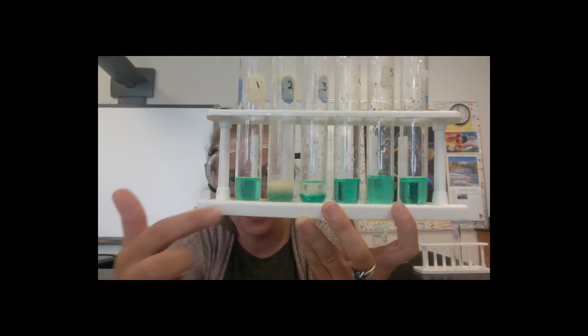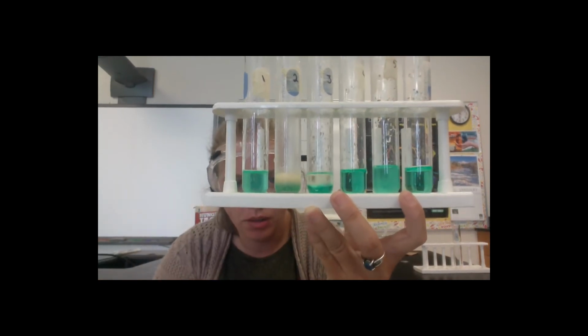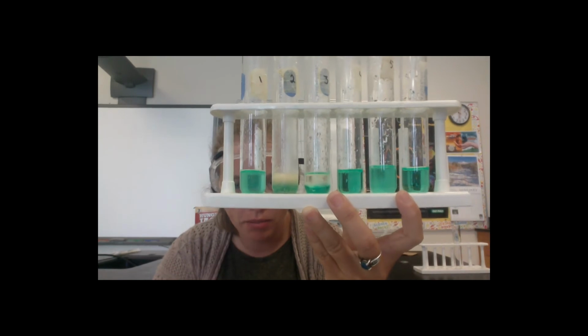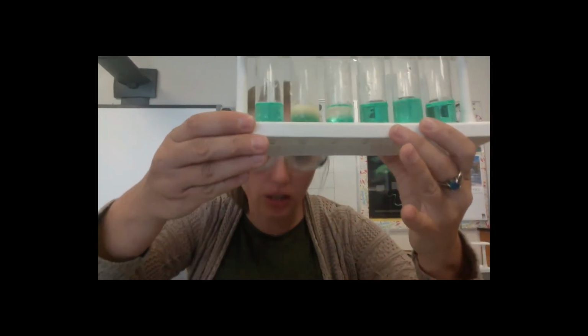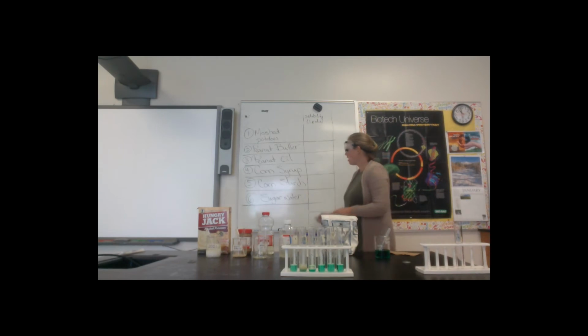And notice that the food is on the top. That would be where the lipid is. The water is on the bottom because lipids typically are going to be lighter than water. So we can go ahead and check off solutions 2 and 3 as having lipids. That would be our peanut butter and our peanut oil.